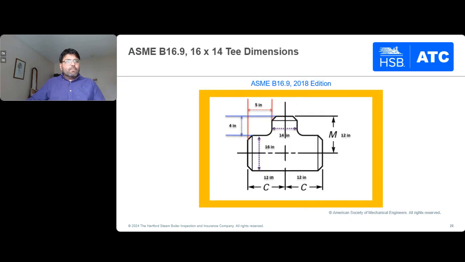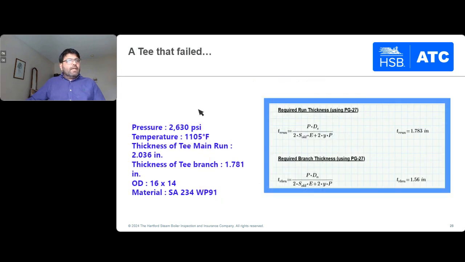So for what it is worth, I decided to take a B16.9 T, which is a 16 by 14 reducing T. That means that the run diameter is 16 and the branch diameter is 14, the OD. These dimensions that I have listed come straight out of B16.9. This particular one had some creep damage. So essentially, I would call that a T that failed or showed some symptoms of premature defects. I happen to have the design pressure and temperature, the design conditions. So I have listed those here.